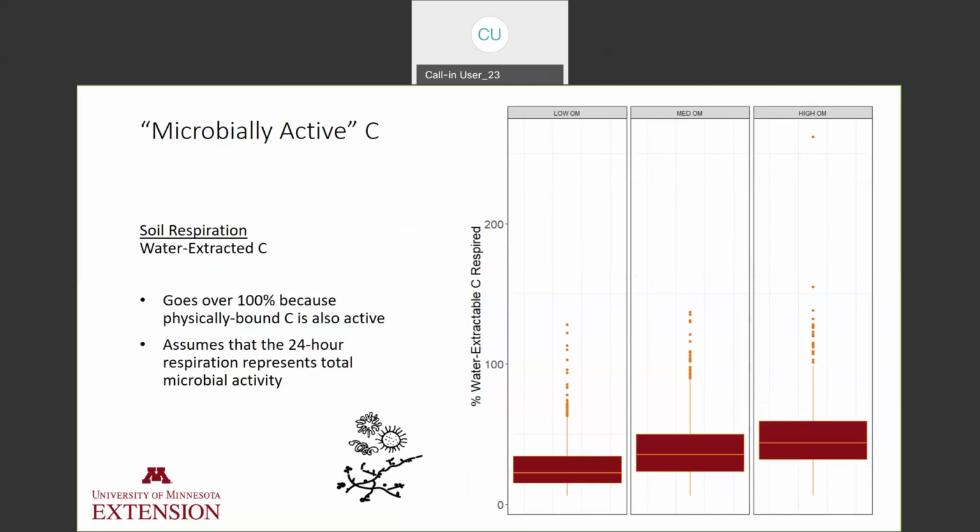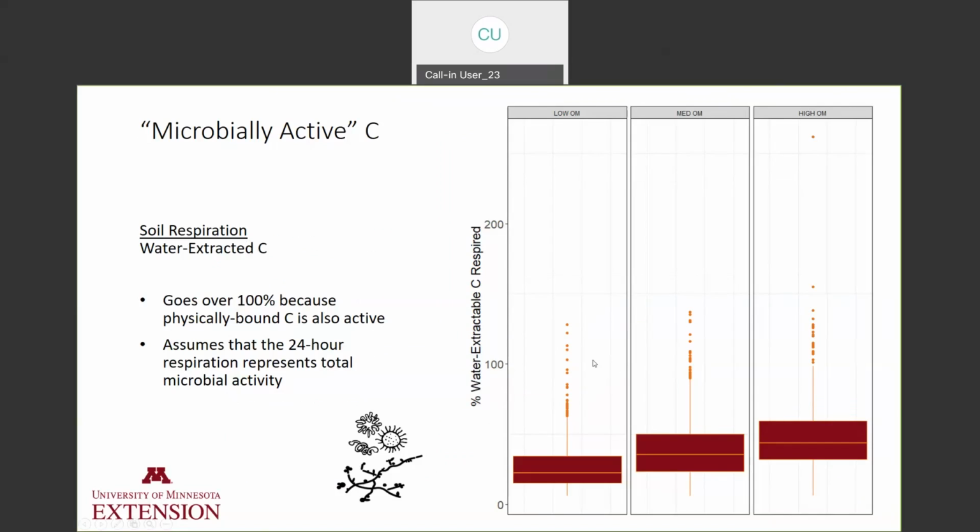So sticking with carbon, this is what they call microbially active carbon. It's the product of dividing total soil respiration, which is the number we just saw in ppm, by water extractable carbon, which is the number before that. So this is assuming that water extractable carbon represents the total potential food source, and the soil respiration is the quantity that microbes could access. So how much of that total food source is microbially active?